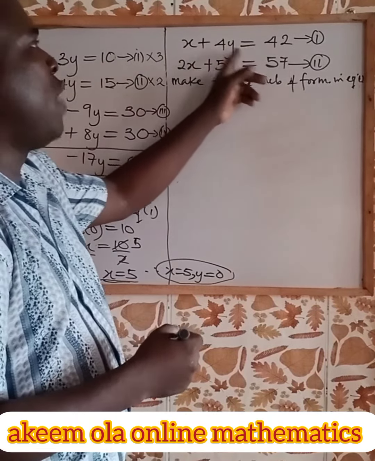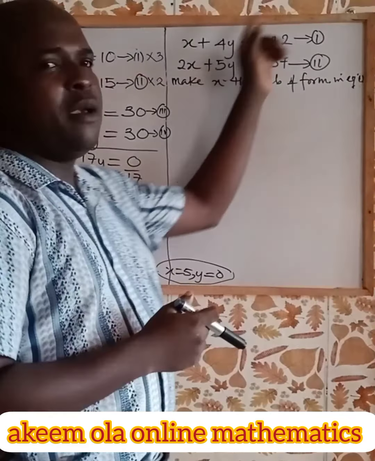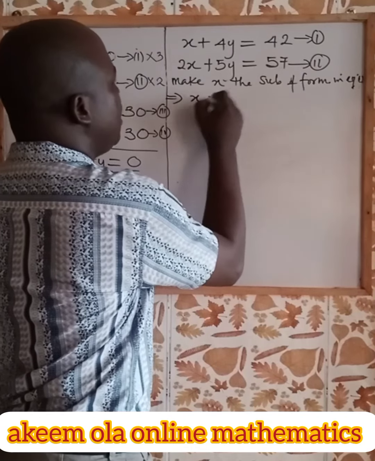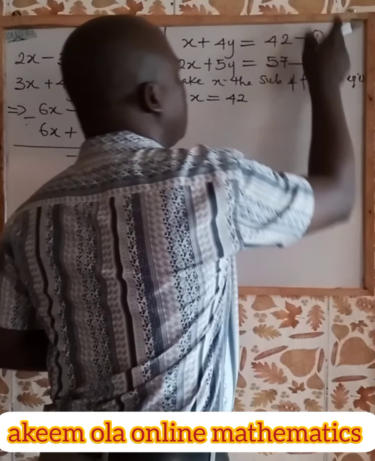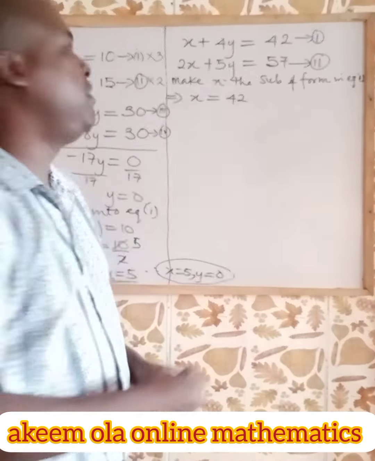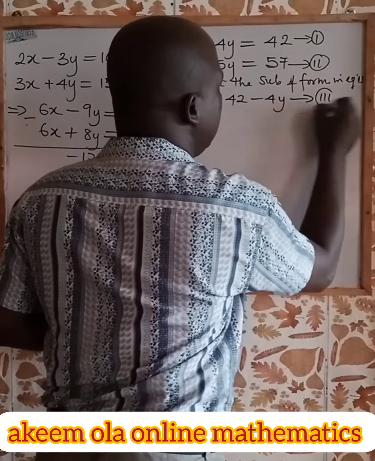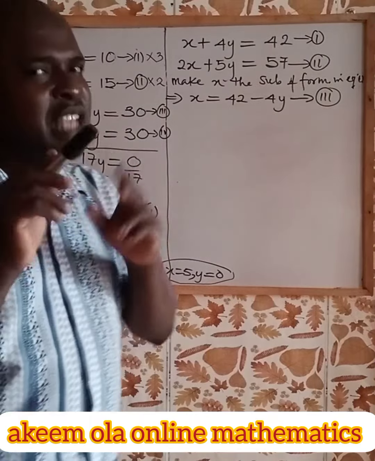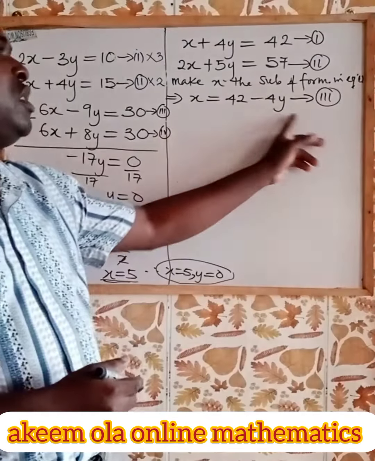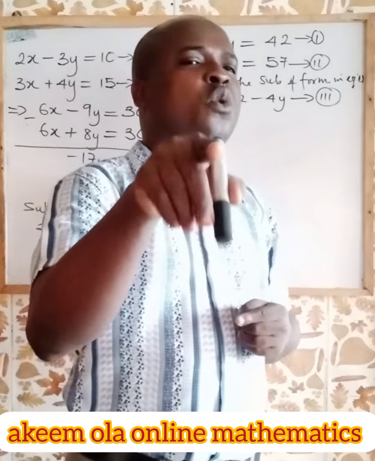Look at my equation 1. I have x plus 4y is equal to 42. If I want to make x the subject of formula, 4y will leave here and move to the other side. So my x will now be equal to 42. When 4y moves to the other side, its sign will change from plus to negative. So I'm going to have 42 minus 4y. This will now be my equation 3. You will observe that equation 3 was gotten from equation 1. So when you want to use this equation 3 now, you cannot use it with equation 1 again. You are going to substitute it into equation 2.